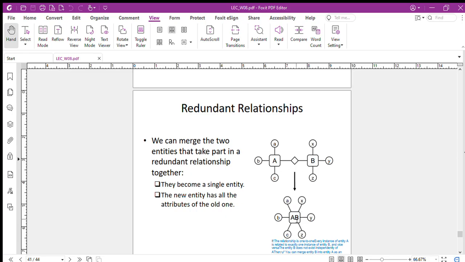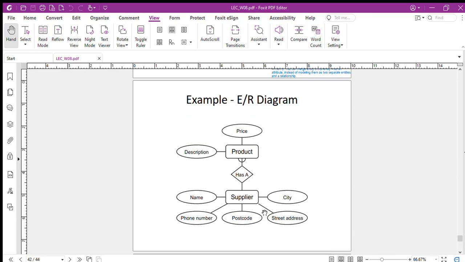A and B are going to be put together, and their attributes are going to be part of the single entity. For example, in the scenario above, since supplier had a one-to-one relationship with the address entity, we're going to merge address into supplier. So all the attributes of the address will now be merged with the supplier. The postcode, street address, and city are now merged into the supplier.